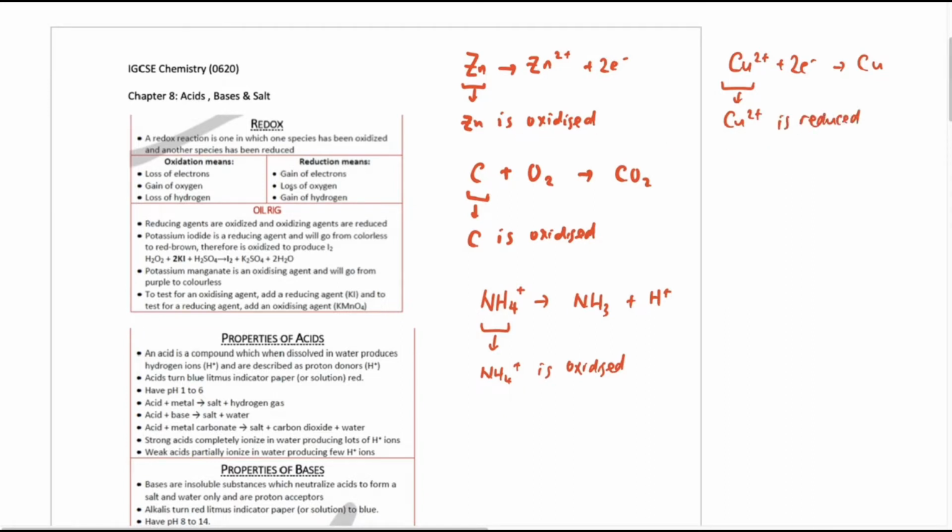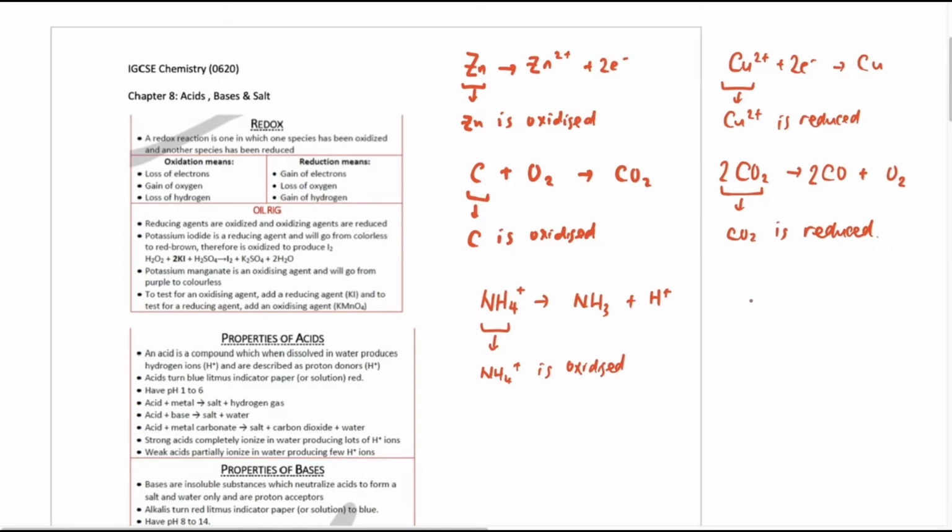Okay, then loss of oxygen. For example, let's say carbon dioxide changes to carbon monoxide plus oxygen. Okay, so we balance this with a 2. Okay, it's balanced. So we say that carbon dioxide loses oxygen. So always say the reactant, carbon dioxide, is reduced. And finally, gain of hydrogen.